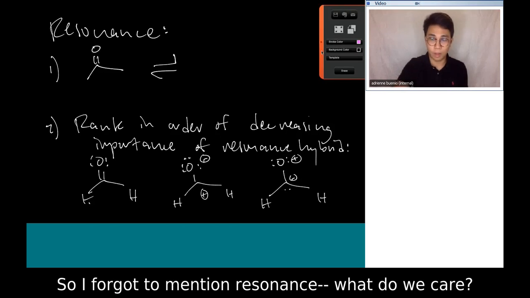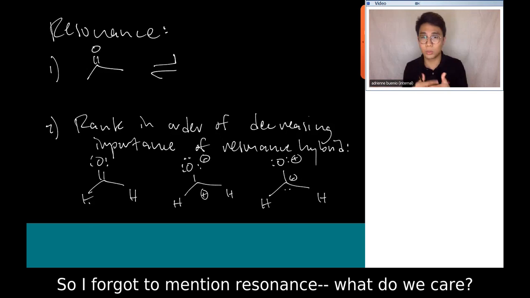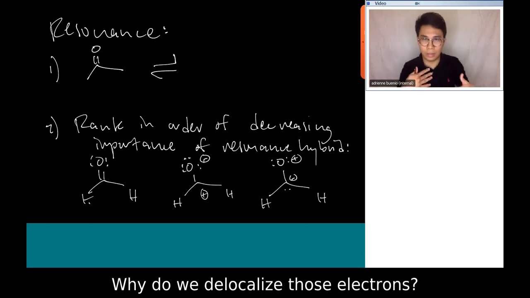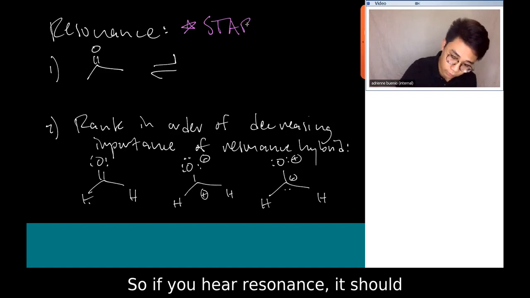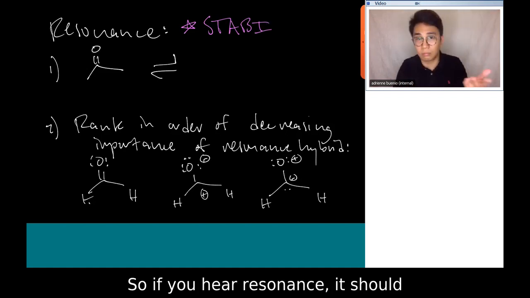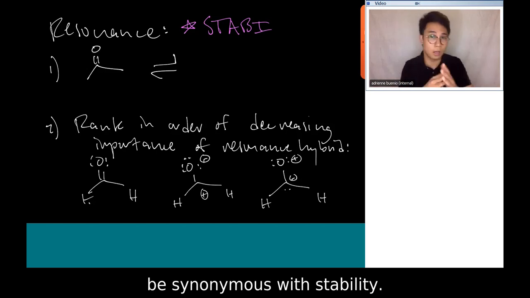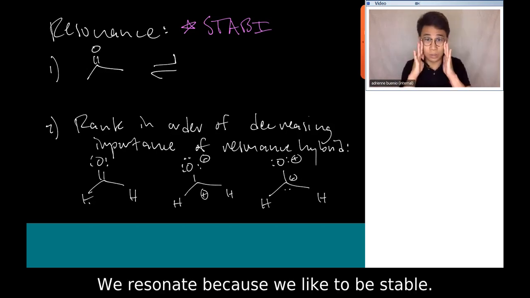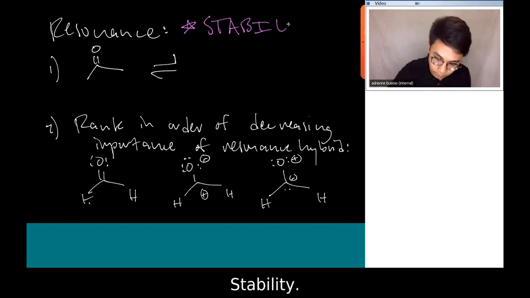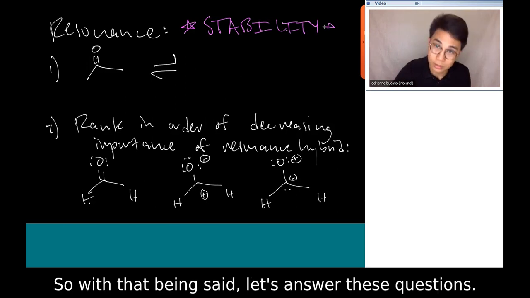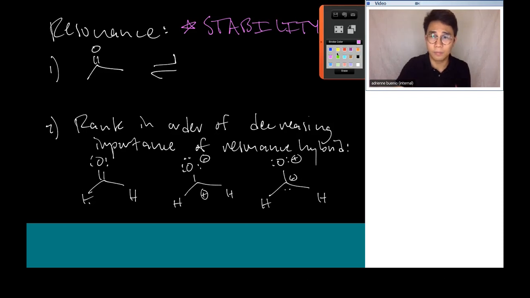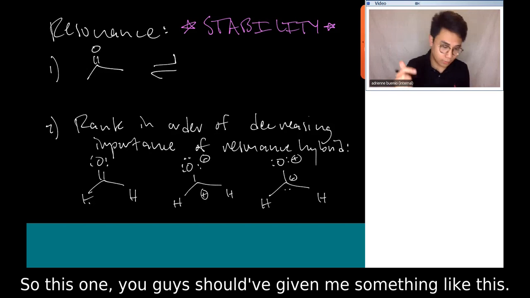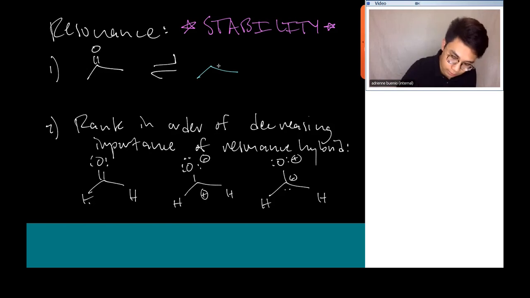So I forgot to mention resonance. Why do we care? Why do we resonate? Why do we delocalize those electrons? It's all about stability. So if you hear resonance, it should be synonymous with stability, right? We resonate because we like to be stable. So with that being said, let's answer these questions. Let me change my color. Okay, so this one, you should have given me something like this, right?